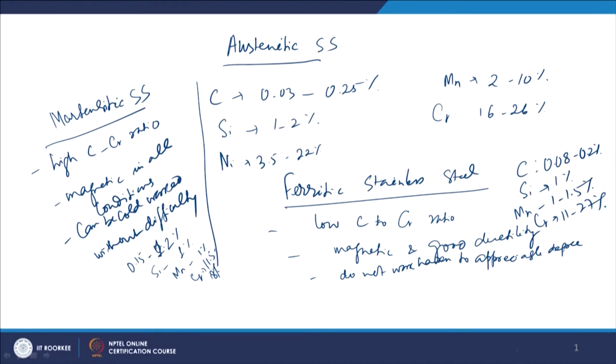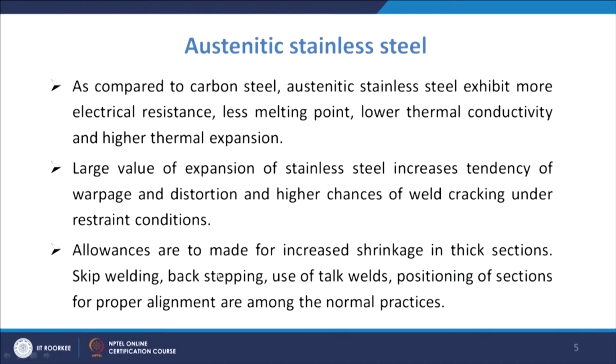If you come to this slide, now we are coming to the austenitic stainless steel. Now, as compared to carbon steel, austenitic stainless steel has more electrical resistance.